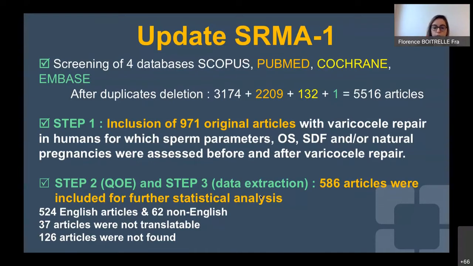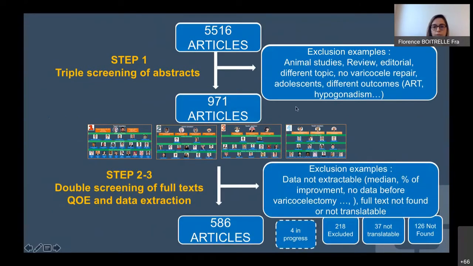You can see that some articles were excluded at step 1 because they were animal studies, or they were on a different topic. There was no varicocele repair in the study, so they were excluded. In steps 2 and 3, some articles were excluded because data were not extractable, for example, not statistically analyzable because the study used medians. Some full texts were not found or not translatable.